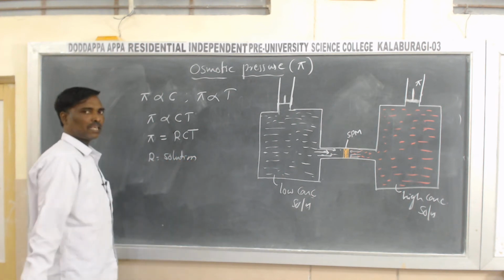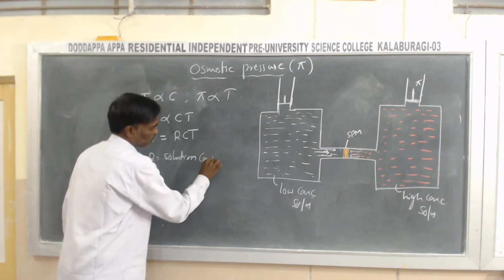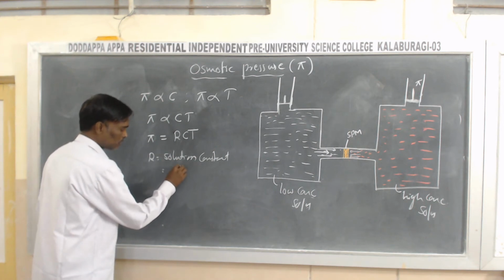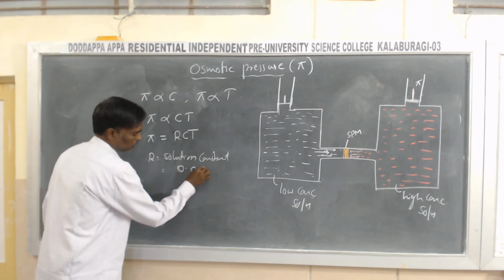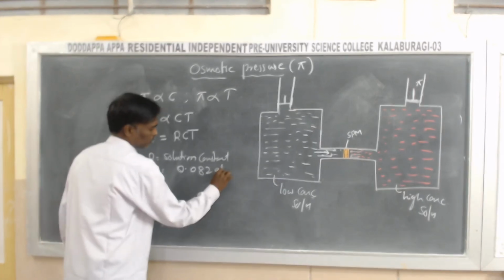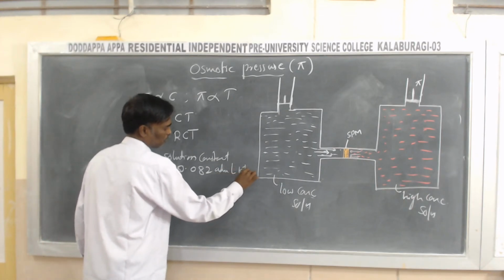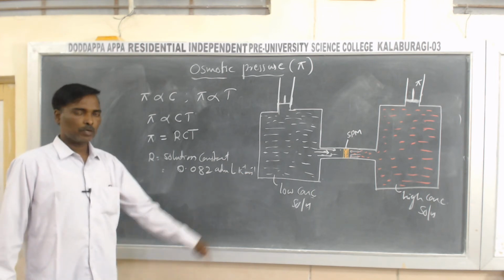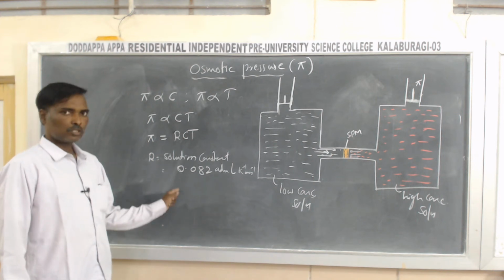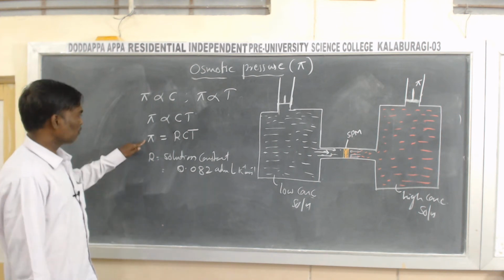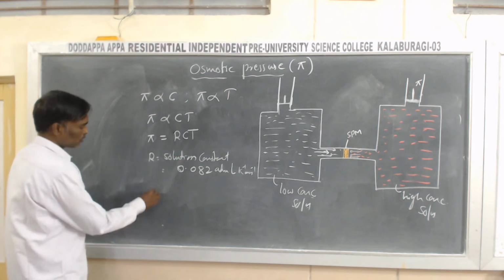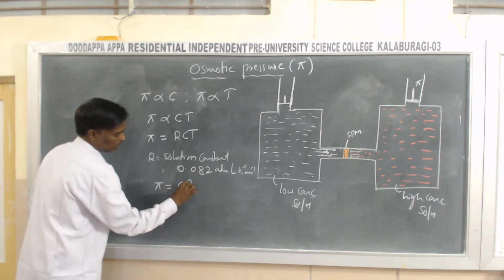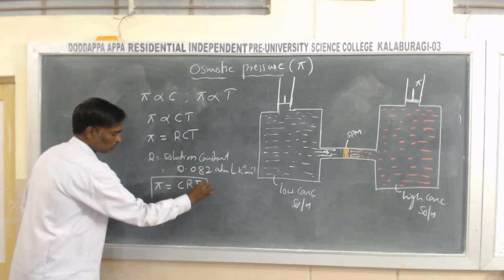This is a constant just like the gas constant, and its value is the same: 0.082 atm liter per Kelvin per mole. So R is the solution constant, just like our gas constant. So pi is equal to R into C into T, which I can write as pi is equal to CRT.